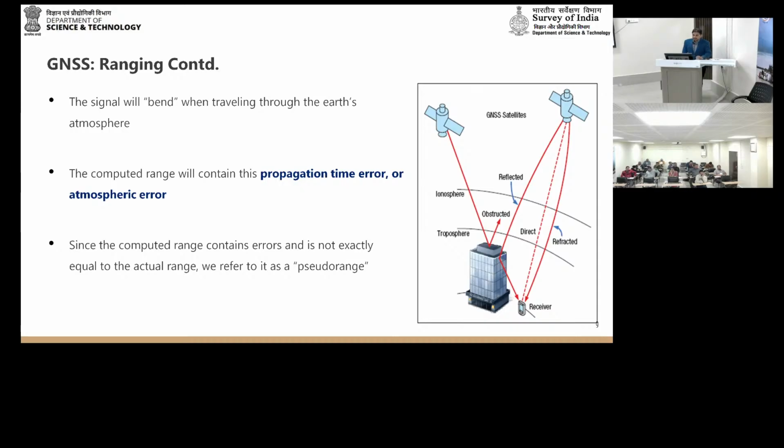The range is called pseudo range because the signal from the satellite will bend when traveling through the Earth's atmosphere. It contains the propagation time error and the atmospheric error. You can see that the signal from the satellites can be reflected, refracted, and obstructed by any body like buildings. All this contributes a significant amount of error in the signal. That's why that range is called the pseudo range.